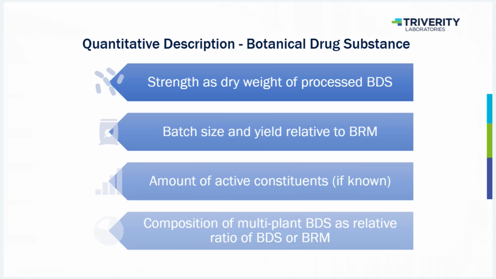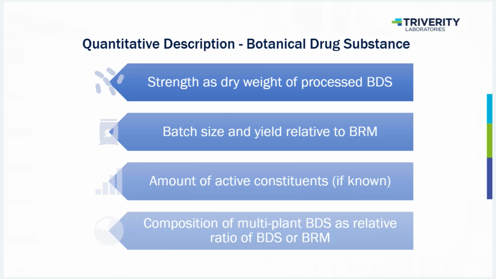There are some botanical drugs where it would be difficult to identify the active constituents in it. And so if you know the active constituents and you know how much are in there, you need to provide that information. And I think there would be an expectation based on available literature information. If there's information out there on what the active constituents of your botanical drug substance or the botanical raw material are, the expectation would be that you are characterizing that according to the available information.